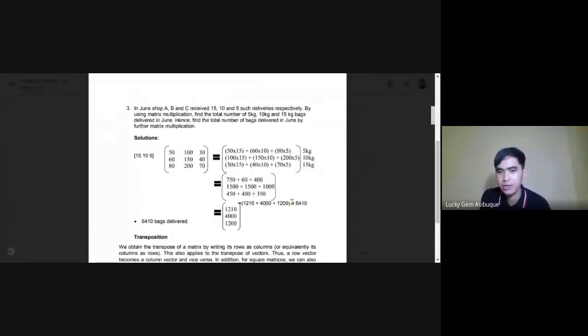So, nagkaroon na tayo ng 1,210 para kay 5 kg. 4,000 naman kay 10 kg na bags. Ibig sabihin ng mga ito, mga bags.